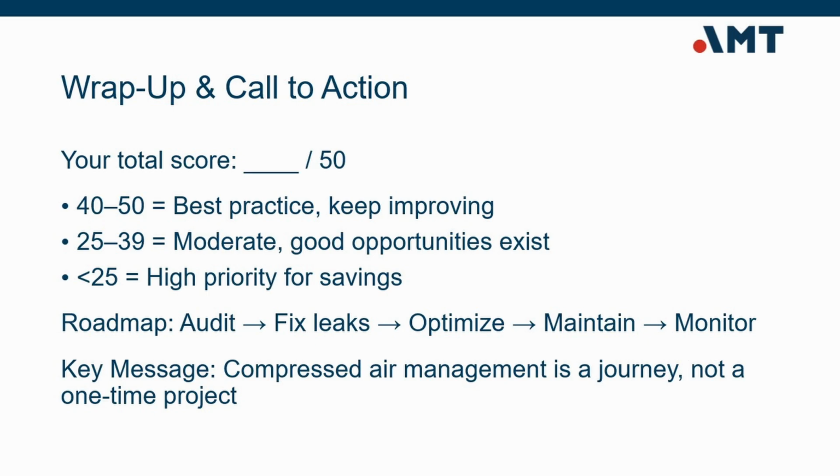Everything we discussed today, from leaks to pressure to controls to culture, ultimately comes down to one thing: measurable performance. Take a moment and total your score out of 50. This isn't a test, it's a snapshot. If you scored between 40 and 50, you're performing well. Focus on sustaining and refining. If you scored between 25 and 39, you have a solid foundation, but meaningful savings are still available. If you scored below 25, there is a significant opportunity and structured improvement should be a priority.